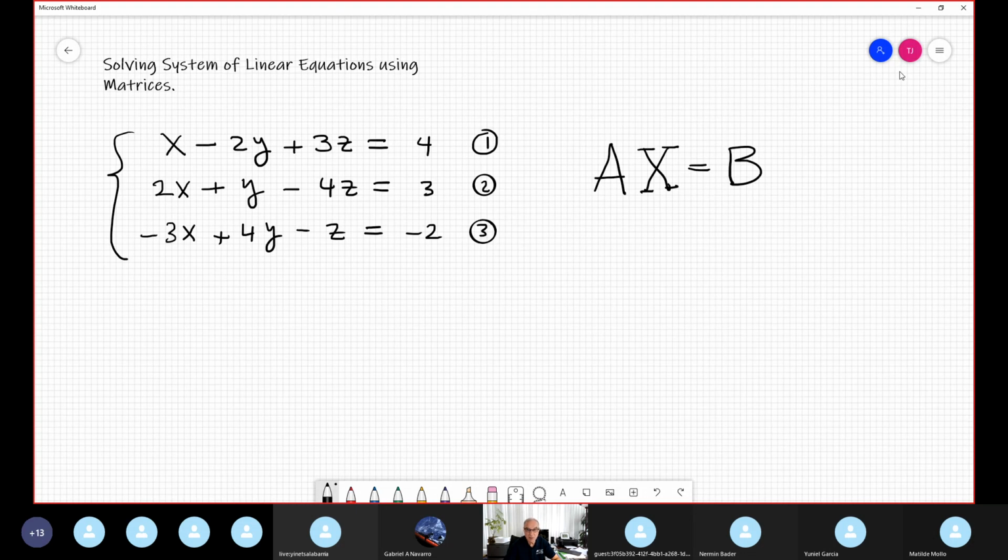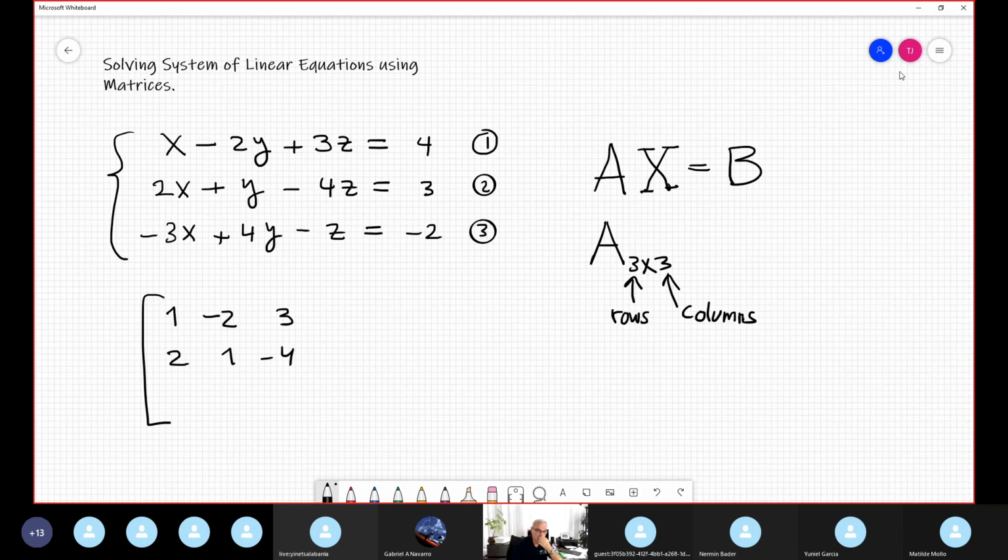And the dimension indicates, for example, capital A, I suppose it's 3 by 3. What does 3 by 3 mean? 3 by 3 means this is the rows and this is the columns. So the number of rows and the number of columns. Suppose this matrix is formed only by the coefficients in front of the variables: 1, negative 2, 3, 2, 1, negative 4, negative 3, 4, and negative 1. This is matrix A, and it is a square matrix, 3 by 3.